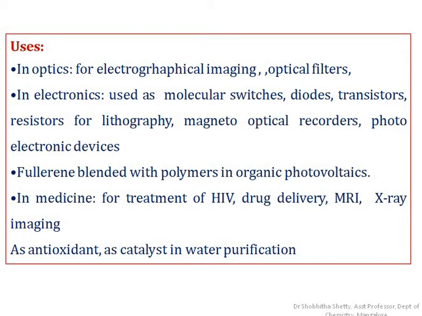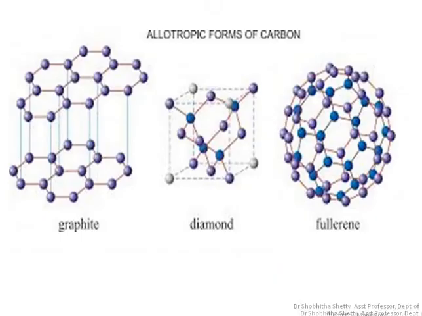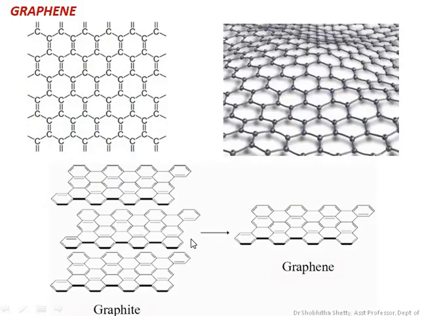And the last one is graphene nanomaterial. So you can see the various allotropic forms of carbon here. Fullerene has a cage like structure, and here diamond also is an allotropic form of carbon. This is graphite. Graphite is nothing but layers of graphene sheet placed. So layers of graphene form graphite.